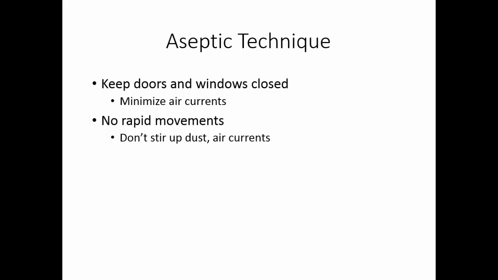Microorganisms are in the air, so we keep doors and windows closed to minimize those air currents. Occasionally, methods we use in the laboratory will create aerosols. These are fine sprays of microorganisms into the air. These organisms may stay in the air momentarily, but they tend to settle onto surfaces and to the dust on surfaces. Air currents and rapid movements, which can stir up dust and air currents, are ways to reintroduce those organisms back into the air and have them resettle someplace else. So we want to make sure that we keep any kind of air current to a minimum.